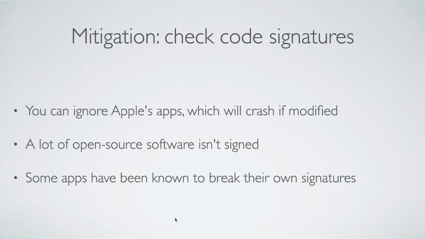That's a danger because unsigned software can be modified in any way, and there's no way you'd ever know unless you're doing constant checksums, which nobody wants to do. So if your org uses a lot of open source software, maybe you ought to consider signing some of it with your own signature. That way you can verify it. And as we mentioned before, some apps have been known to break their own signatures, so just be aware of that when you're doing this check.